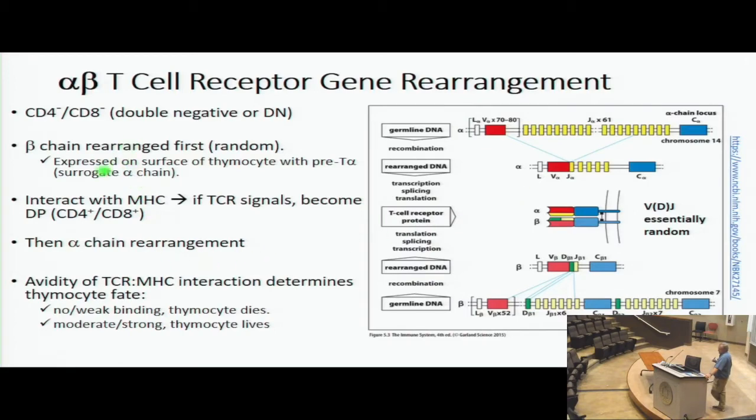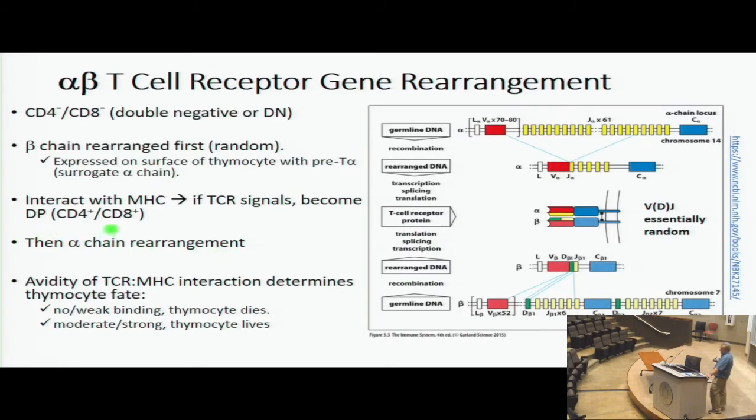So the process in the thymus starts with what are called double negative cells. They don't have CD4 or CD8. They arrive in the thymus as double negative thymocytes. The beta chain is rearranged first. And much in the same way as the B cell receptor, it's expressed on the cell surface with a surrogate alpha chain called pre-T alpha. So you have the beta chain that's generated by gene rearrangement, and then that's expressed with the surrogate pre-T alpha chain. And if that encounters an MHC molecule that it binds to, then the T cell receptor is allowed to signal into the cell, and that's like a survival signal for that thymocyte.